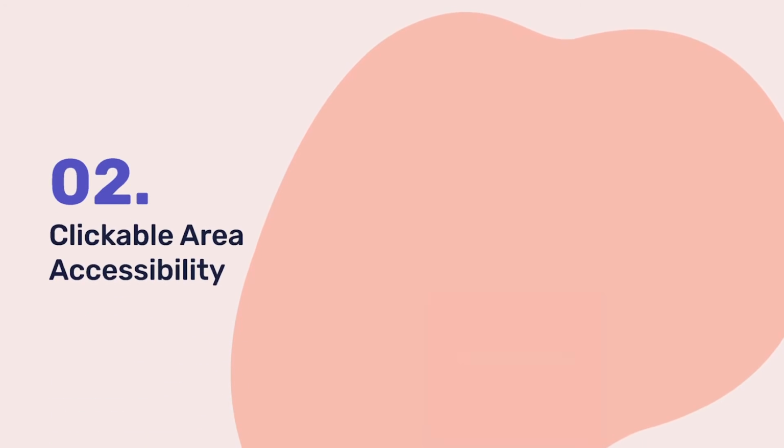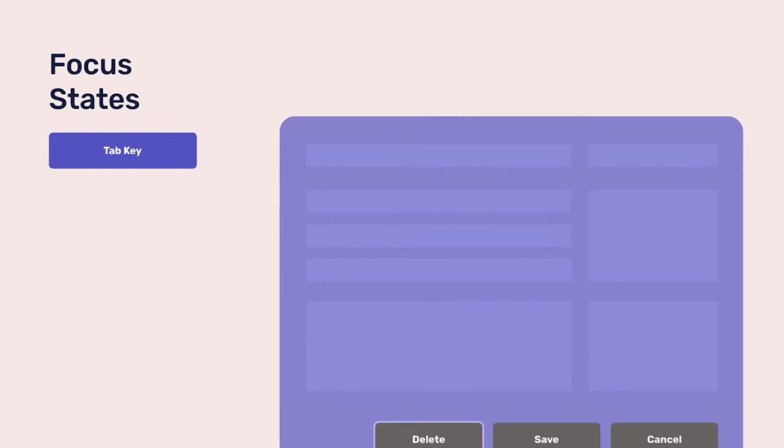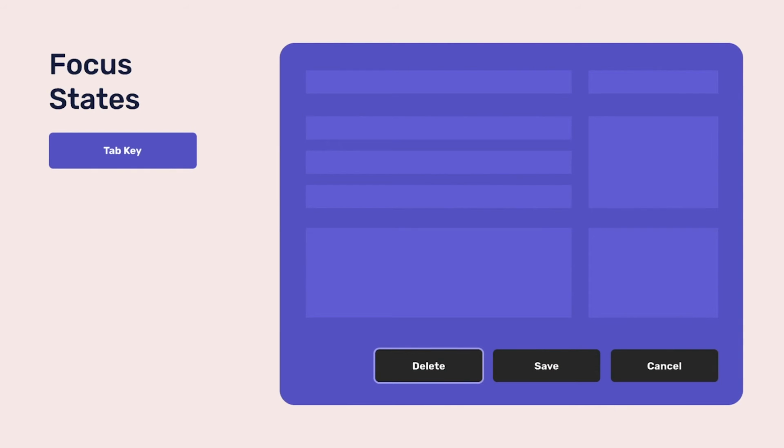The next is clickable area. It can be action buttons or input fields. This clickable area should be easy to access even for the users with deficiencies. I will explain few points under this. Focus states. The user must be able to navigate the elements on the user interface using the tab key on the keyboard.